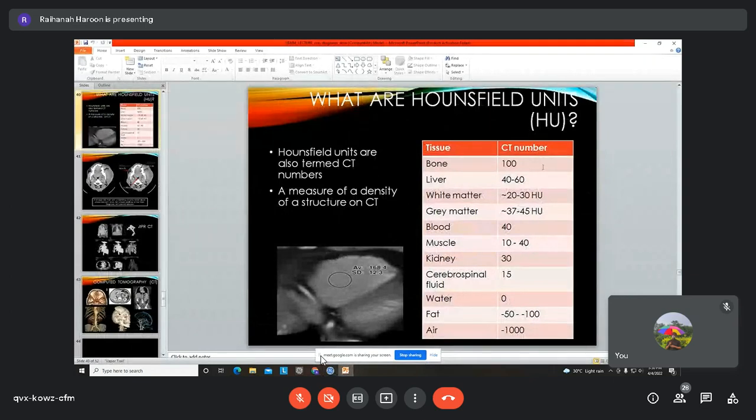So this is the CT number. I've told you just now, bone is about 100, liver about 40 to 60. Water, pure water, nothing at all, it's supposed to be 0. But probably if there's something else within it, a bit turbid, the density will increase. And fat is always negative.